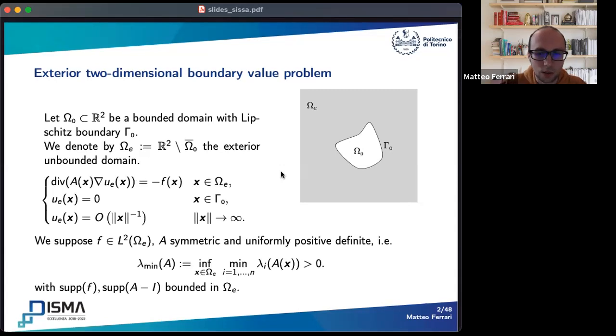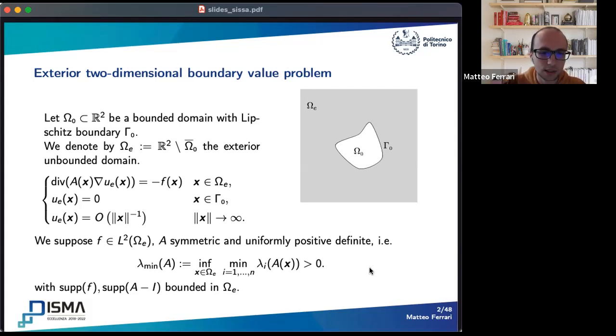The model problem I consider is located in this exterior domain. This is why I call it exterior. Exterior domain omega e. And the PDE I consider is the following: divergence of A grad u equal minus f. Well, f is a source term in L2 and A a symmetric and uniformly positive definite coefficient matrix. Then we have a zero Dirichlet boundary condition on gamma zero and a radiation condition at infinity to guarantee the uniqueness of the solution. I am defining here also this lambda min A, this infimum over x of the minimal eigenvalue of A that by assumption is bigger than zero.